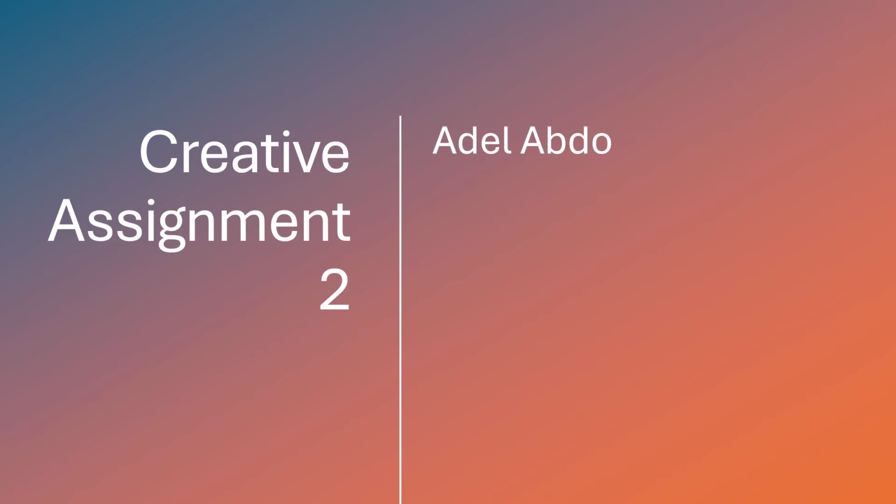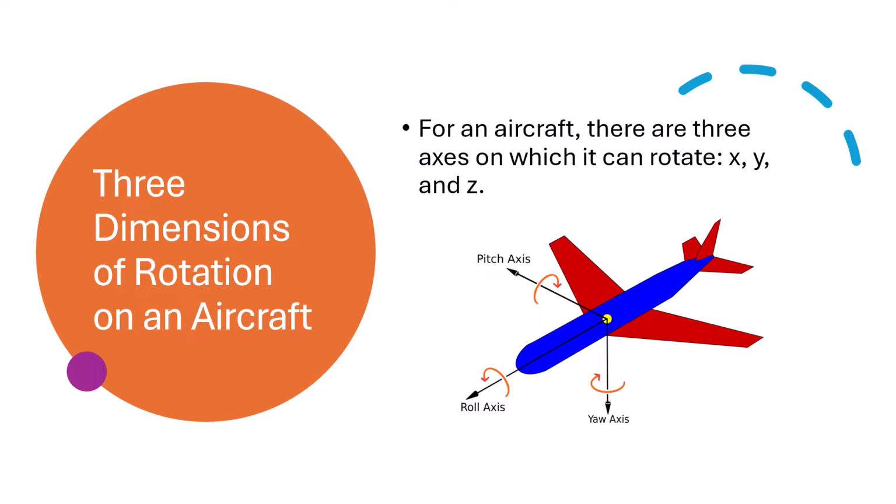Hi everyone, my name is Adil Abdu, and this is my creative assignment 2 for dynamics, where I'll be going over a lecture related to dynamics. The main topic of this lecture will be about the three dimensions of rotation on an aircraft.